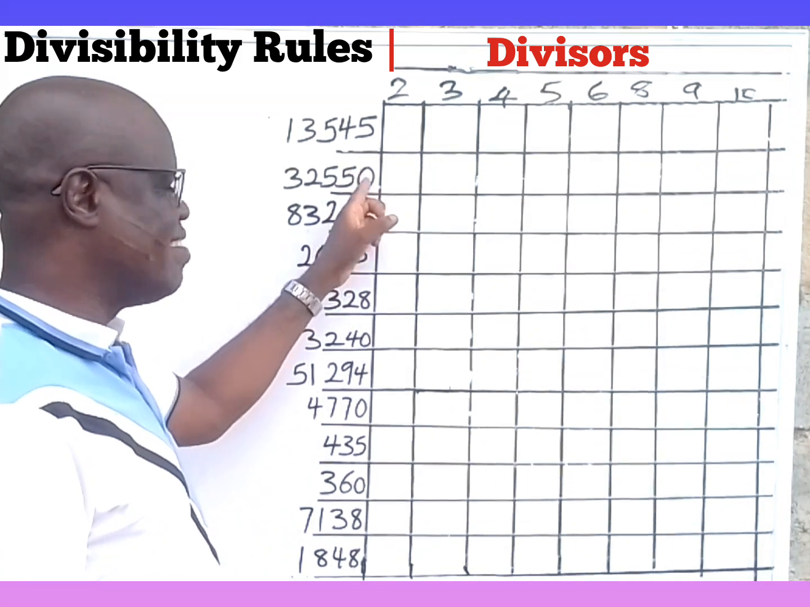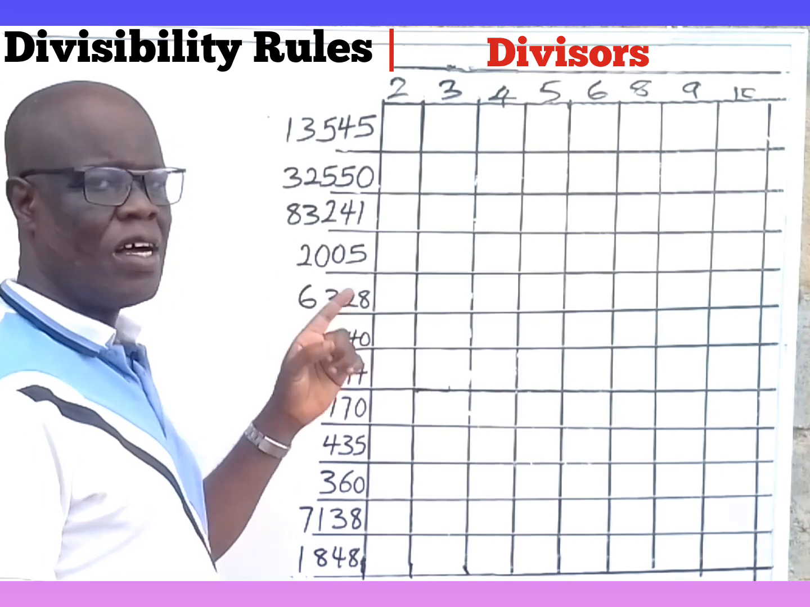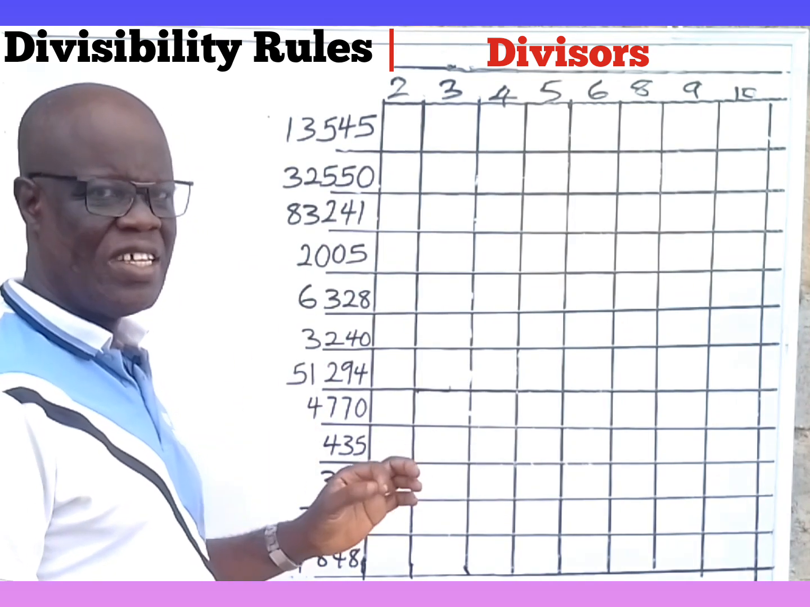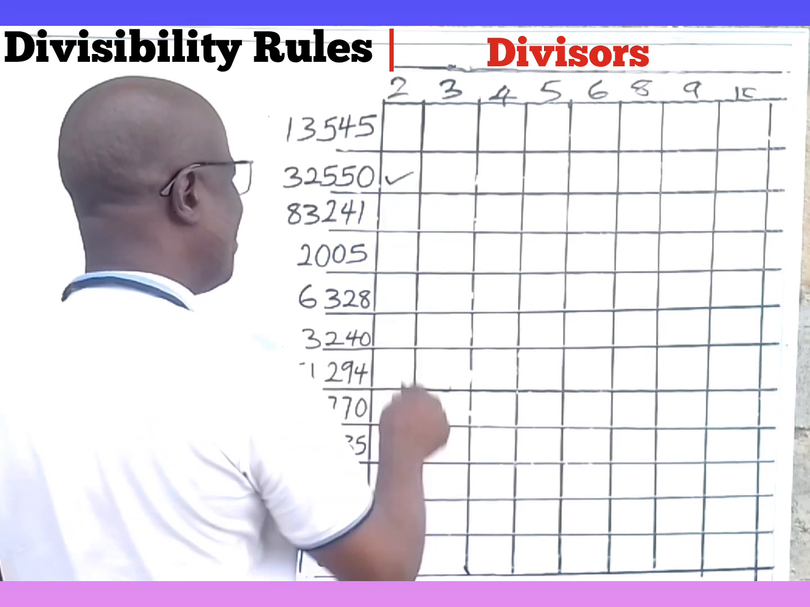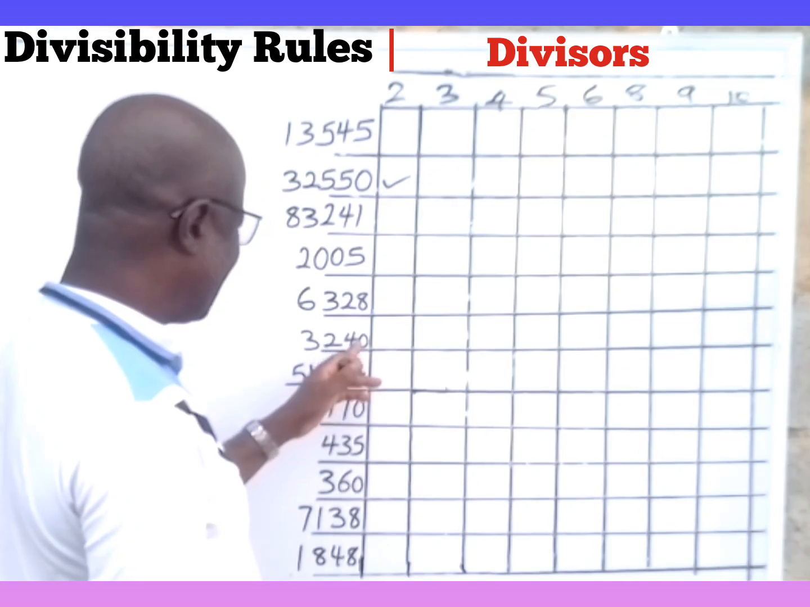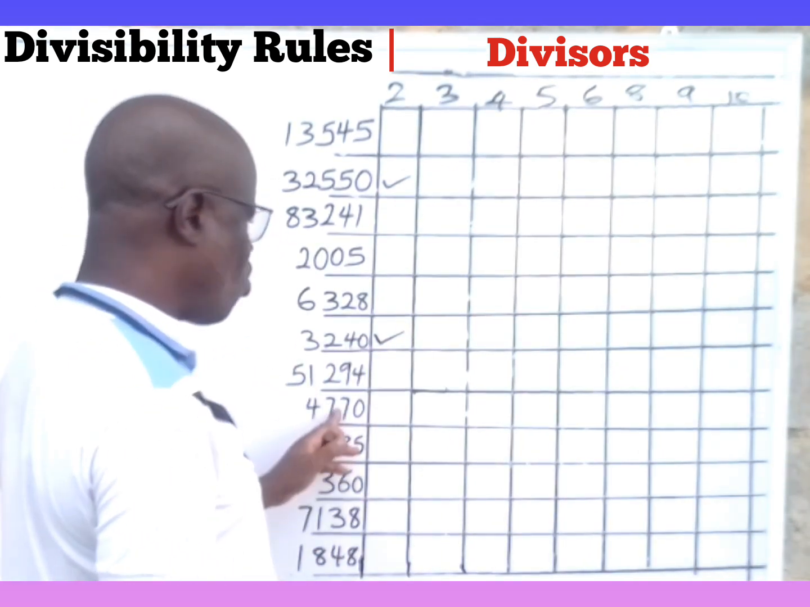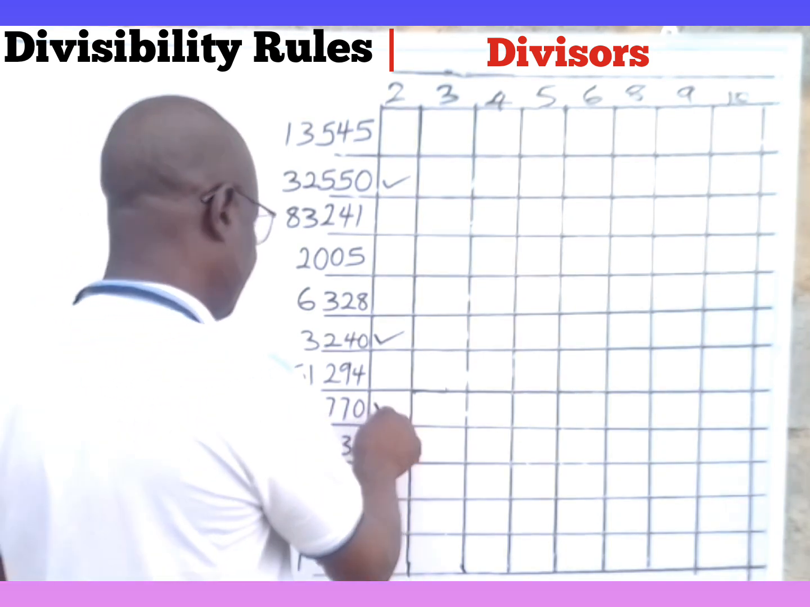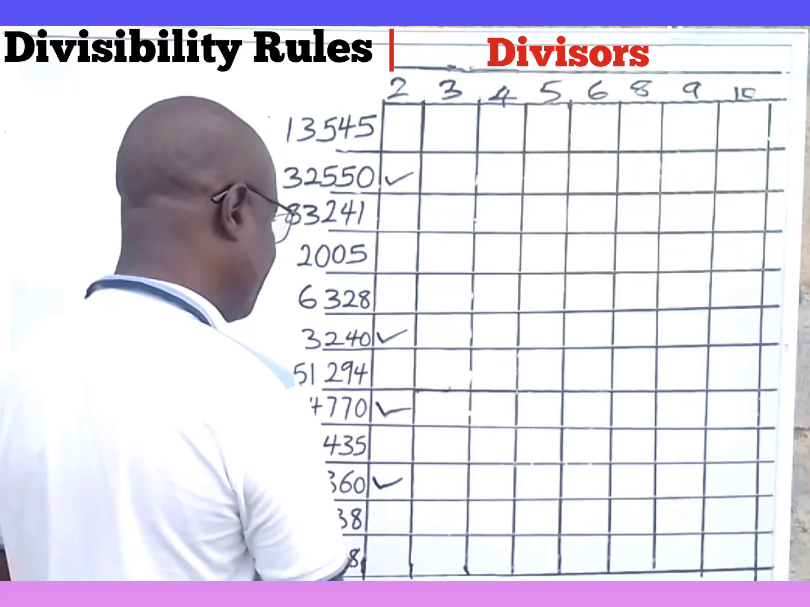If the last digit is 0, it means that number can be divided by 2 exactly without remainder. So this one, this is 0 here. This can be divided by 2 exactly without remainder. This also can be divided by 2 without remainder.